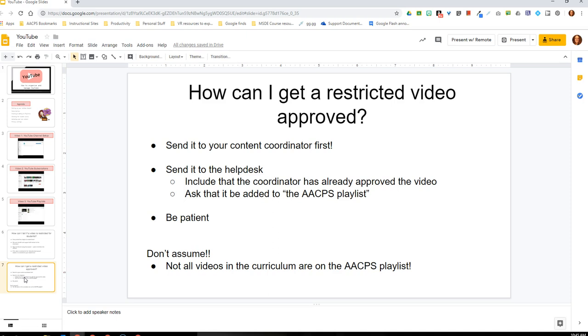So just because a video is in the curriculum does not mean it's already gone through the approval process and should be on the playlist. You still need to send it to the coordinator and ask if it was their intention to have it unrestricted for students or how they advise you to use it if not.